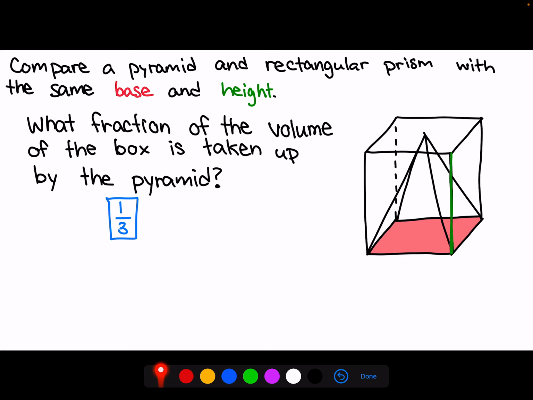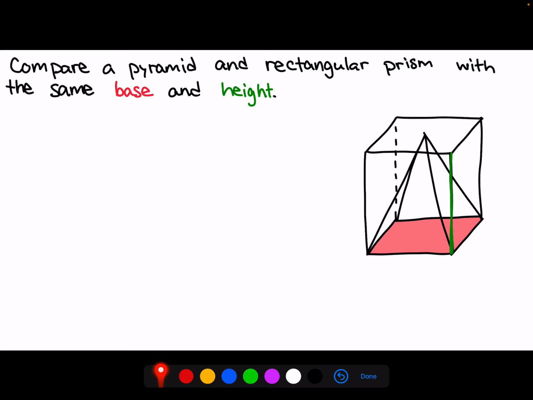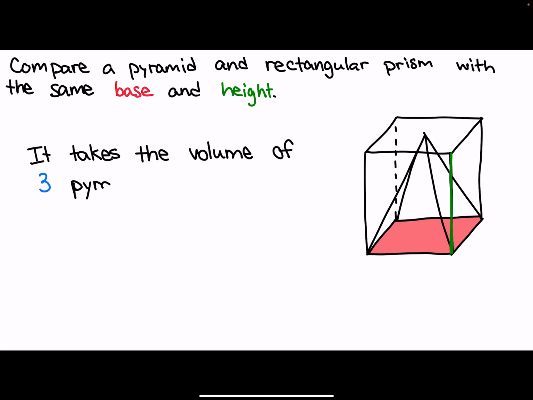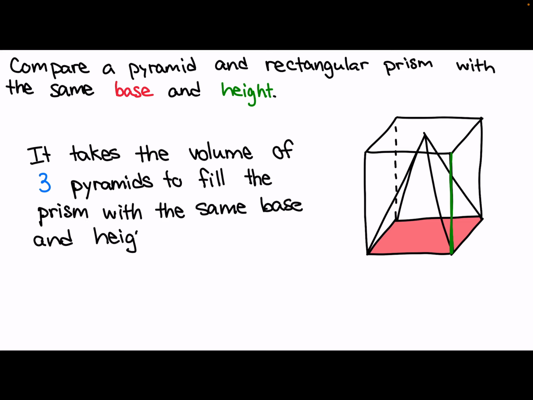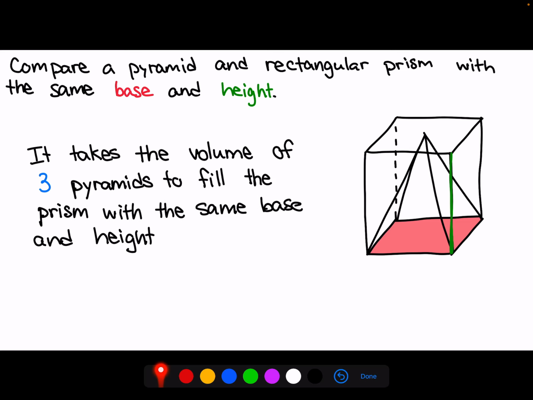And if you're not sure of this, if you want to actually see it in person, just YouTube how much volume will a pyramid fit into a rectangular prism. And it will actually show you the exact amount of pouring in that would occur. And it takes 3 times to pour it in. So it takes the volume of 3 pyramids to fill in 1 prism with the same base and height. So that means that we need to fill it up 3 times with that same pyramid to get to the same volume. And in fact, it's exactly 1/3.